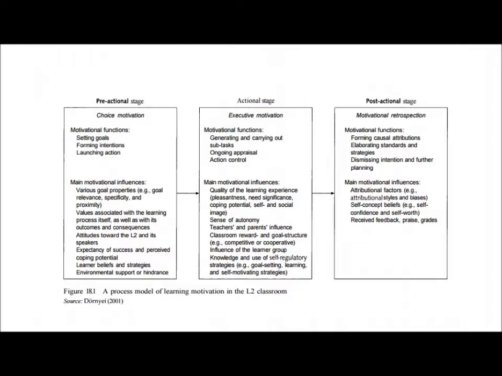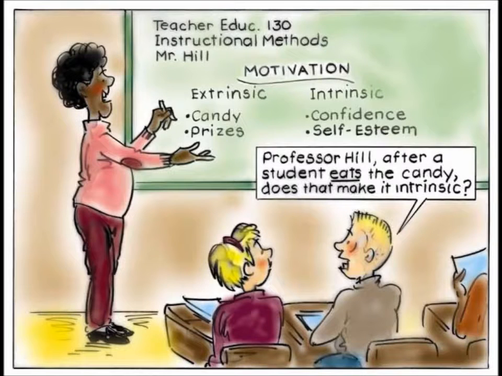The last one is the post-actional stage, or motivational retrospection, where the motivational functions are forming causal attributions, elaborating standards and strategies, dismissing intention and further planning, and the motivational influences are attributional factors, self-concept beliefs, and received feedback, praise, and grades.